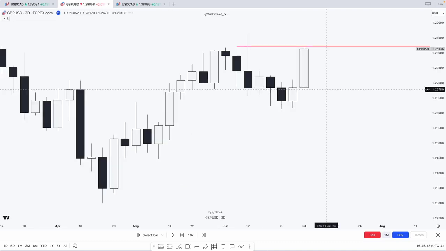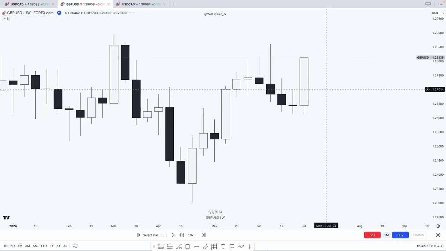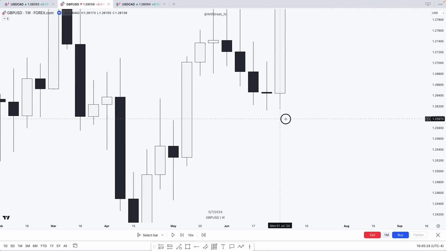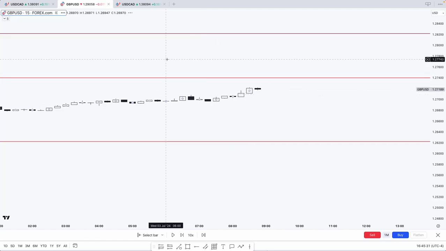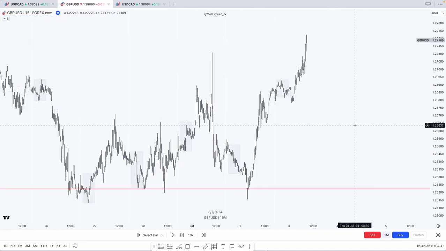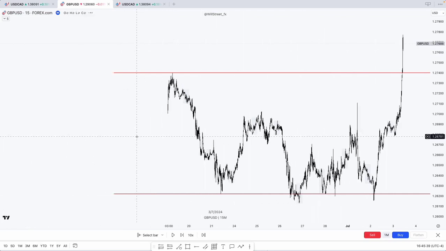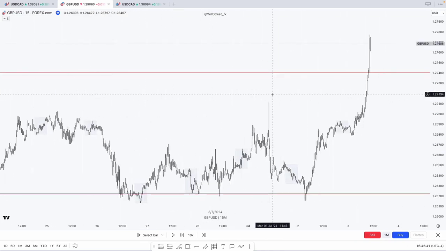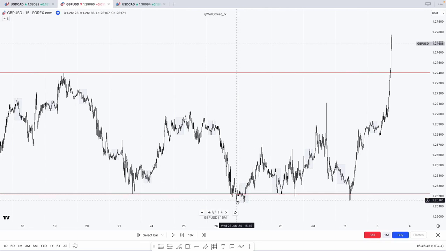So which was the R? I don't remember. Maybe this one, I don't know. Exactly. So we're inside this one. The turtle soup is down here.